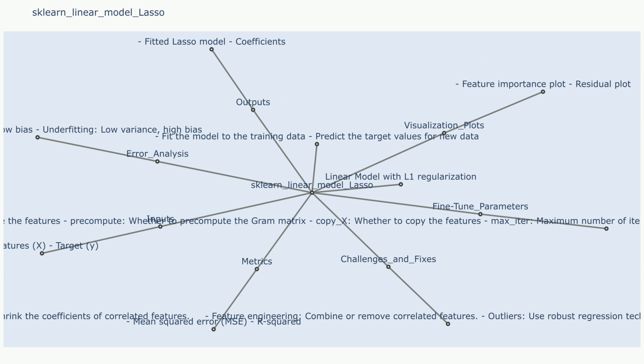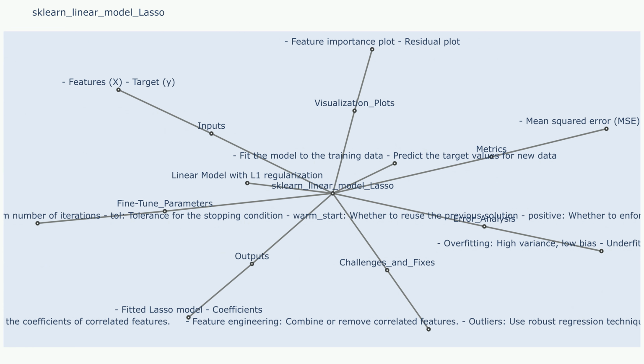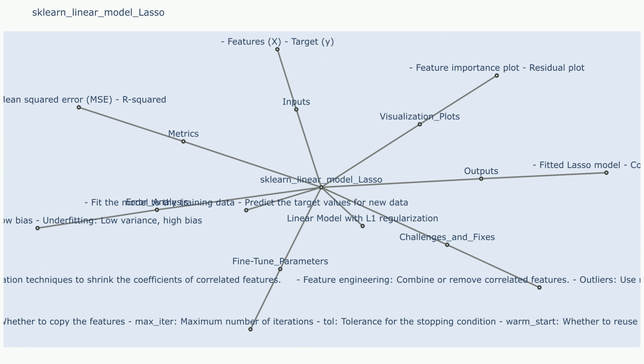Inputs. X. A 2D array containing the training data features. Each row represents an instance, and each column represents a feature. Y. A 1D array containing the target variable values corresponding to the training instances in X. Outputs. Coef. A 1D array representing the learned regression coefficients for each feature. Intercept. The intercept term of the linear model.